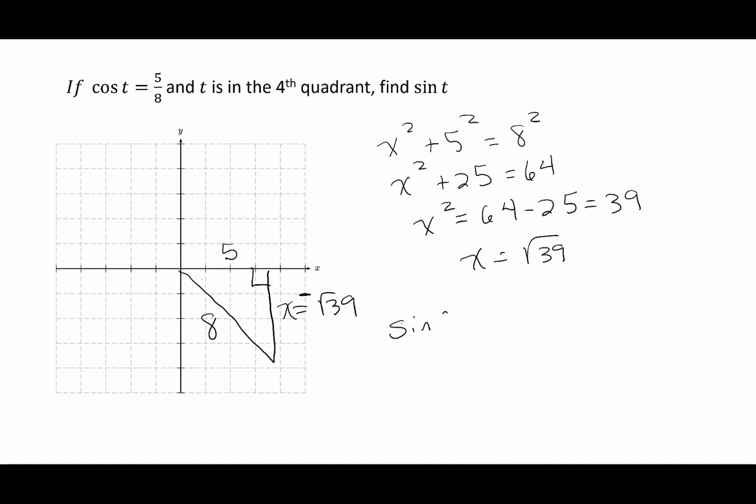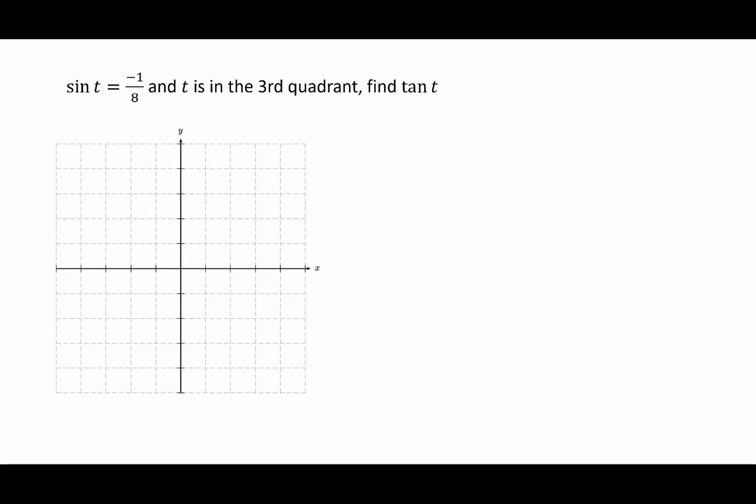When we find the sine of t, it's going to be negative the square root of 39 over 8. We don't want to put this in our calculator. We want to leave it as an exact value. Let's give that another try. This time I have sine t is negative 1 over 8, and t is in the third quadrant. We want to find the tangent of t.